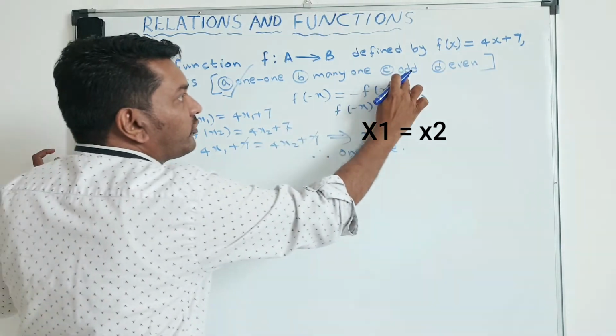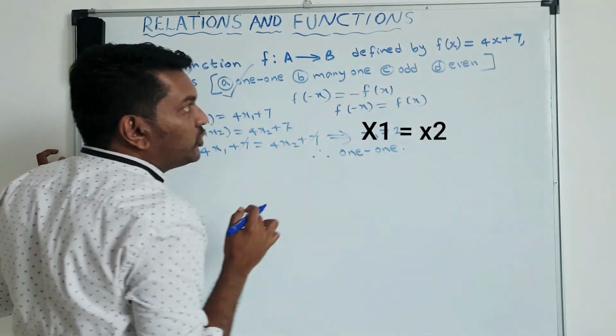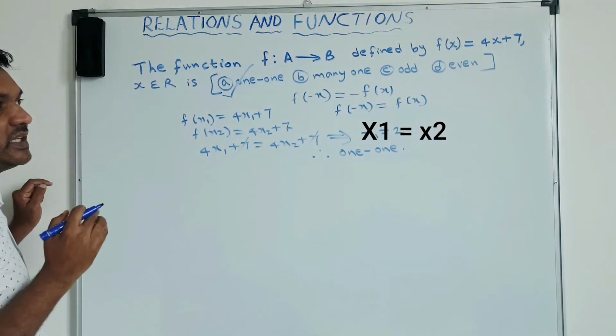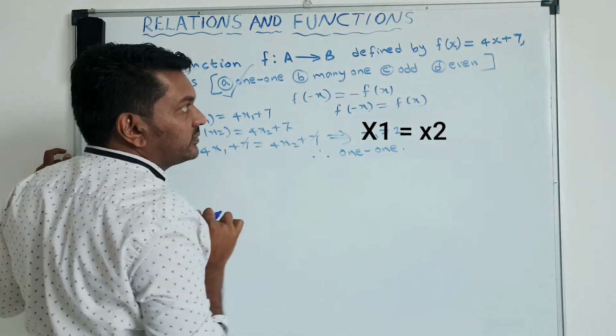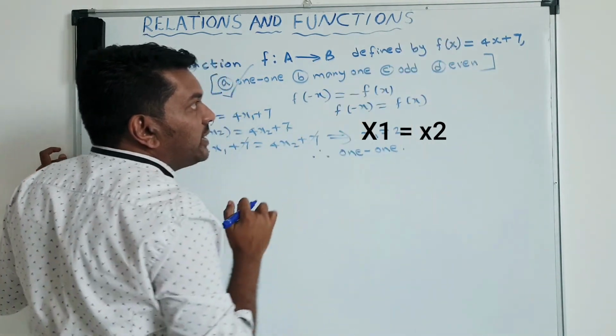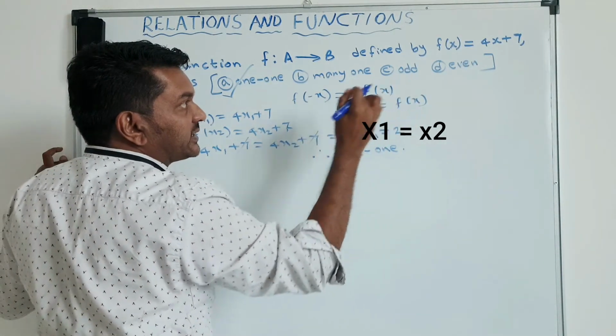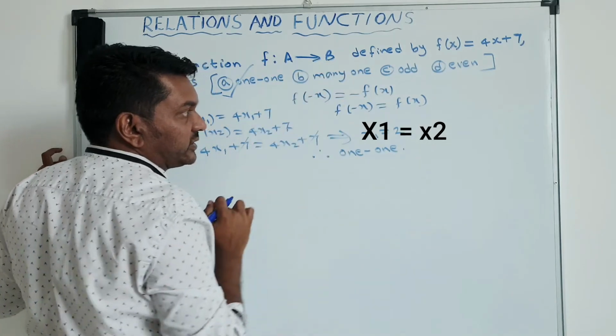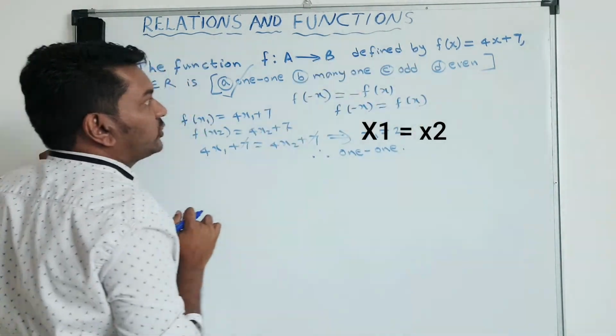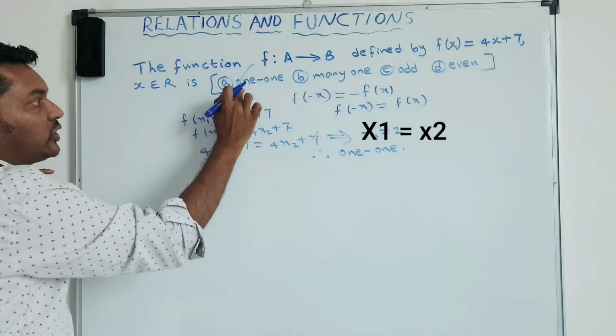It is not an odd function because f of minus x will give you minus 4x plus 7. It is not negative of f of x. It is not an even function because when you substitute x as minus x, you will get minus 4x plus 7. You are not getting back the f of x. So it is not an even function also. So the only option is 1 to 1 function.